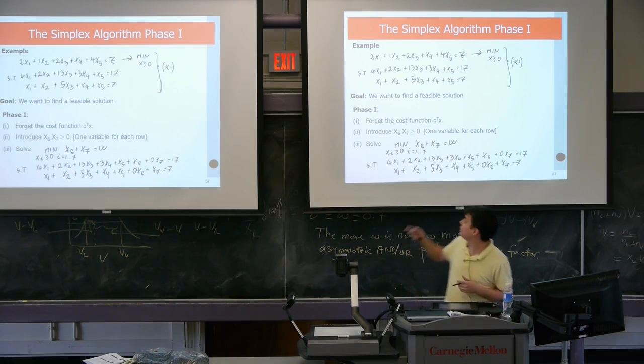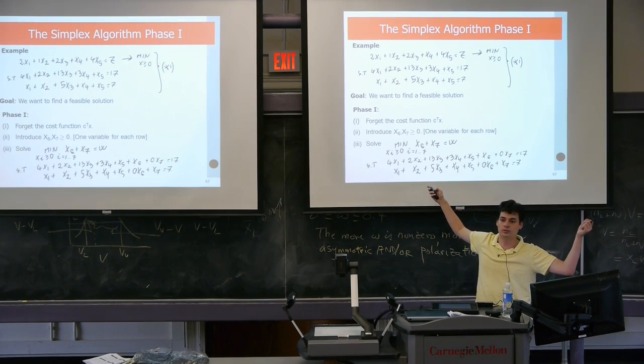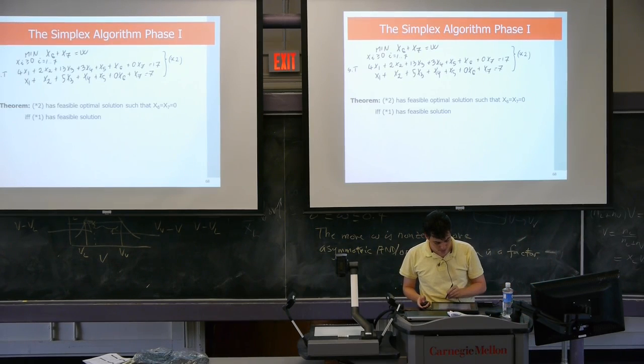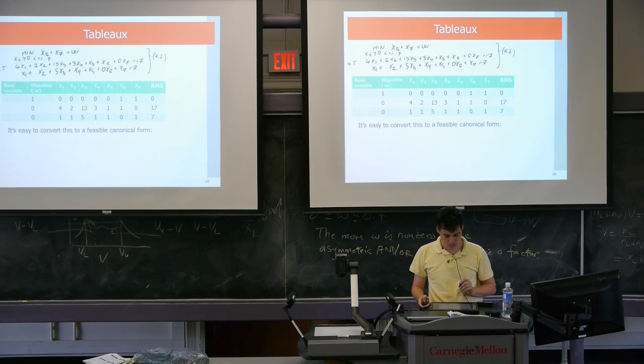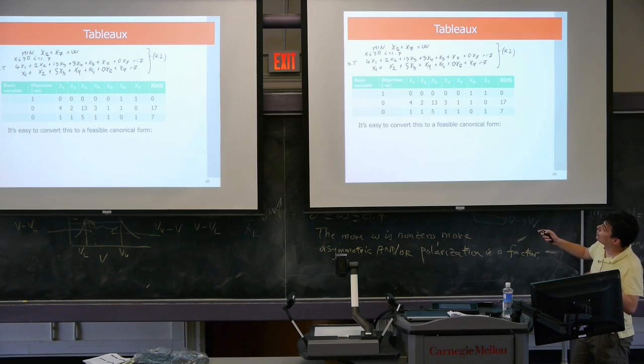And why do you do this? Because it's very easy to rewrite this new system to a canonical form where you can run the phase 2 algorithm. Right? This is what you do, and then just 1 more minute and we are done. So we want to find a feasible solution for the original system. We introduce these slack variables x6 and x7. We forget the original cost function. We have this new system.